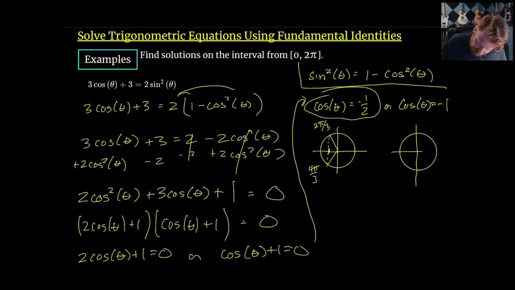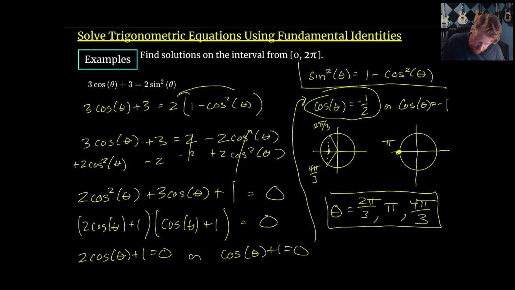And we'll get the other solution from cosine being equal to negative 1, and this one's a little easier to find. Cosine of negative 1 is there, which is just at pi. So our solutions here on the interval from 0 to 2 pi are going to be 2 pi over 3, pi, and 4 pi over 3. So there we go. Being able to factor, split that into a couple of terms, and then solve each term individually gives us all of our solutions.